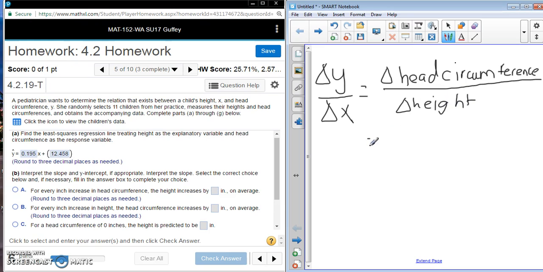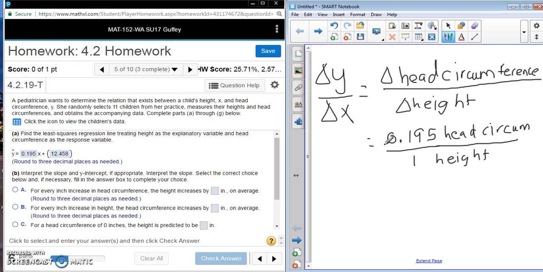Okay. And our slope is 0.195, and we can write this as a fraction simply by putting it over 1. So this is the change in circumference over height. Right? And since they're both positive, we usually put the positive for sure in the bottom, and then positive or negative up top depending on the sign of our slope, right? So every time the height increases, the head circumference increases. If this were negative, we would say for each increase in height, head circumference would decrease, right? So we're going to match our answers here.